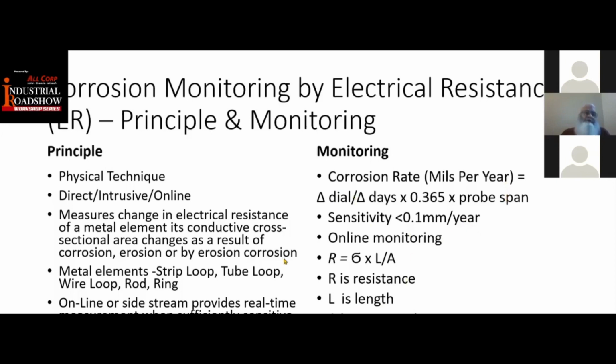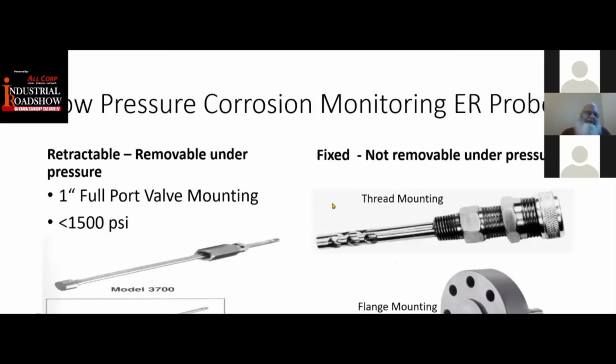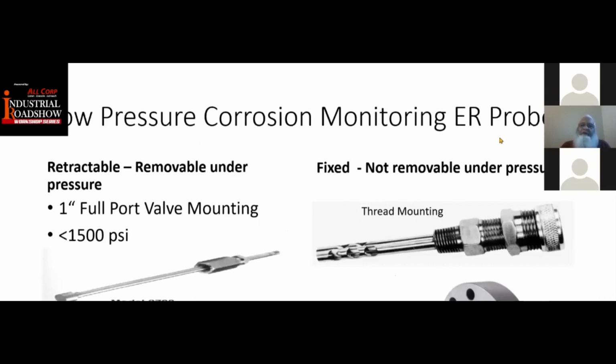And I have to move fast to the next slide. Corrosion monitoring by electrical resistance, ER benefits, limitations. These are mentioned in there, which you can always read from the video recording. The low pressure corrosion monitor can be installed in 1-inch full port, and the high pressure has to go to the 2-inch access fittings.